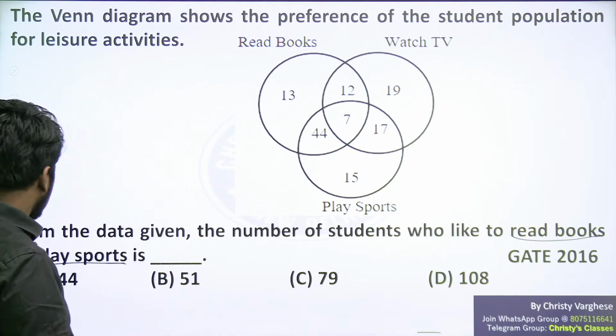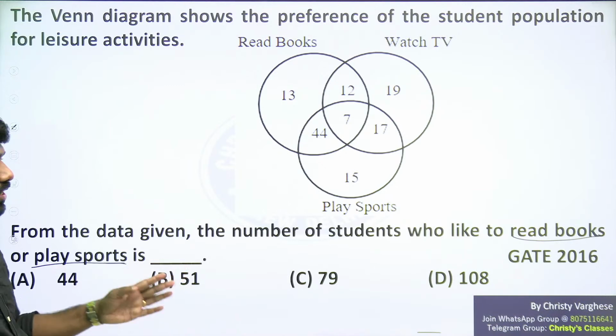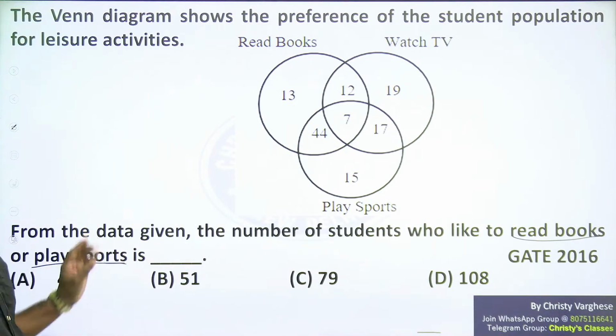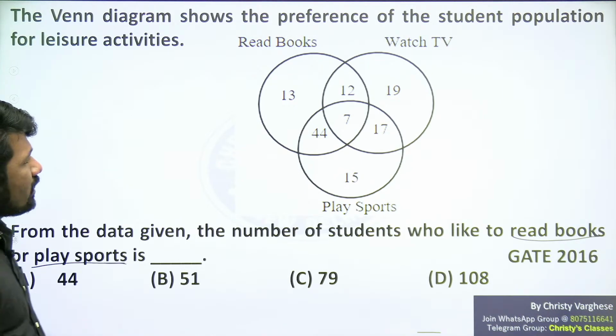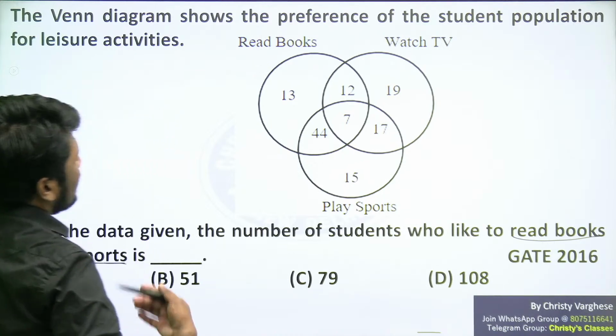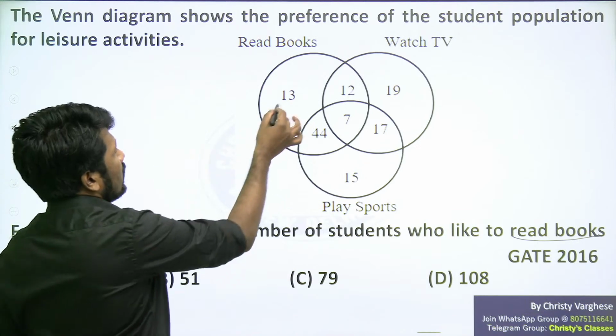The word or is so flexible a term we can say. If it was and, it clearly means read books and play sports. Both together doing people we need. This is or, so we can say, let us take each category and think whether they should be included or not. First, let us think about this category.